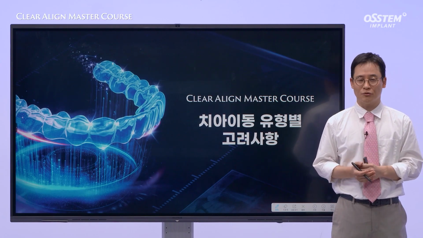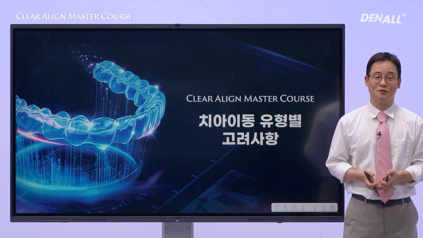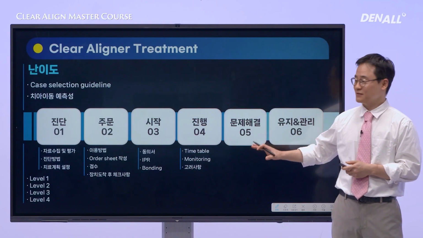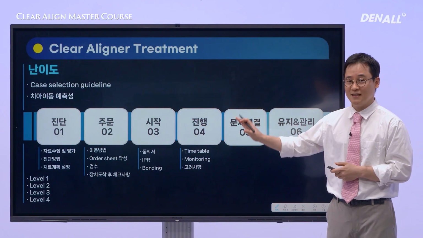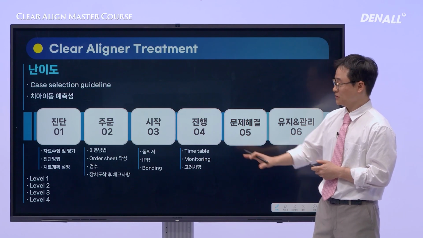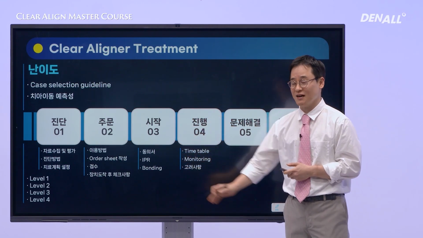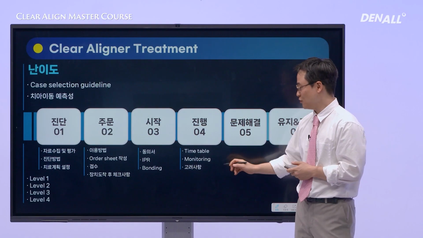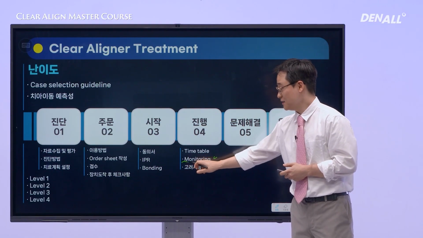I'd like to talk about the key considerations depending on different types of tooth movements. You may be familiar with this chart. We've been progressing step by step, from diagnosis and order, to the start phase, which we covered in the previous session. Now, we are moving on to the progress stage, specifically the part of monitoring.